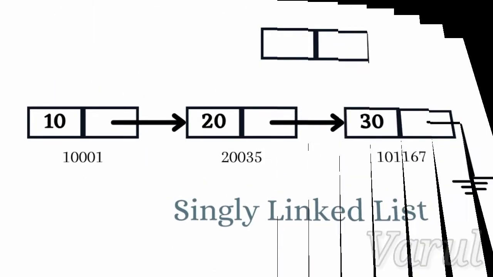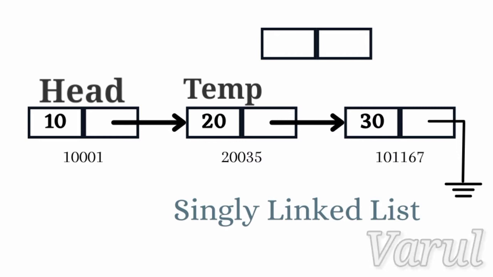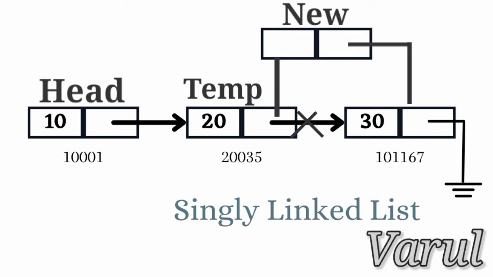Now the third operation is insertion at position. This is quite complex. Let's say we want to insert the node at nth position, then we have to reach the n-1th position using a temporary pointer. Now create a new node. New's next will point to temp's next node, and temp's next will point to the new node, and at last set new and temp to null.